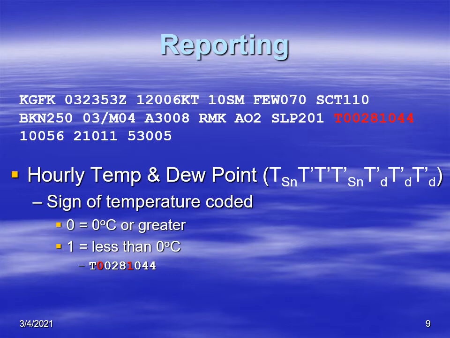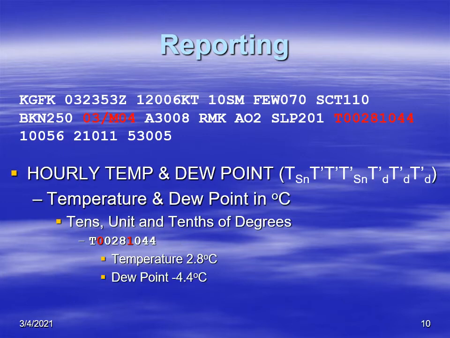The temperature, the very first number, which is highlighted in red at the bottom here, in this case it's a 0, indicates the sign of the temperature. If you see a 0, then it's positive. If it's 1, then it's less than 0, in other words, negative. After that, it gives you the temperature, and then of course the dew point in the other 4 numbers, but the temperature in 3 numbers. And it'll give you tens, units, and then also tenths. So it reports the dew point to the nearest tenth.